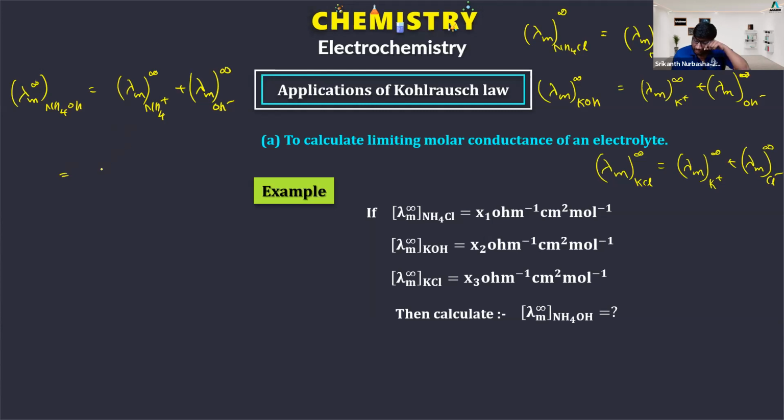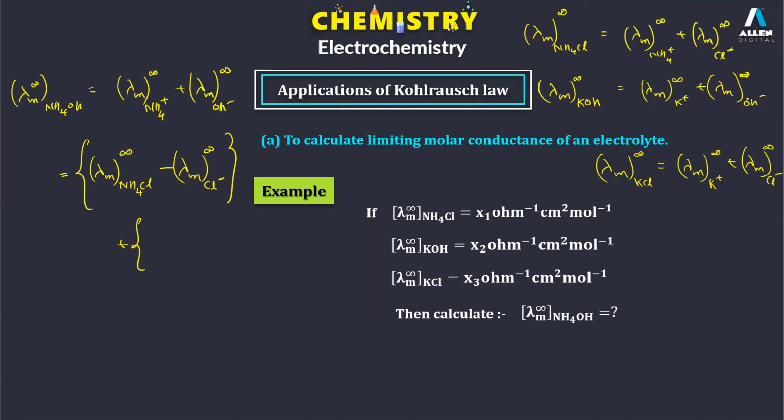Now, the molar conductance of NH4 plus: where is NH4 plus available? In the first equation. So can I write it as the molar conductance of NH4Cl at infinite dilution minus the molar conductance of Cl minus at infinite dilution? Because I am taking the Cl minus term to the other side. From here I can get the value of the molar conductance of NH4 plus. Similarly, for the molar conductance of OH minus, where is it available? In the second equation: the molar conductance of KOH at infinite dilution minus the molar conductance of K plus at the same infinite dilution.